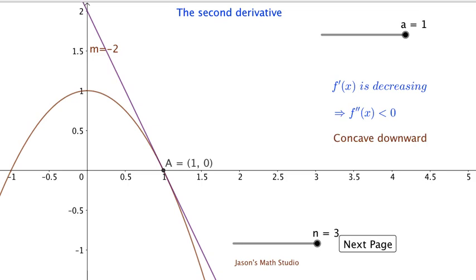From these two examples, I want you to know that the second derivative corresponds to the concavity of the graph. It measures the rate of change of f dash of x.